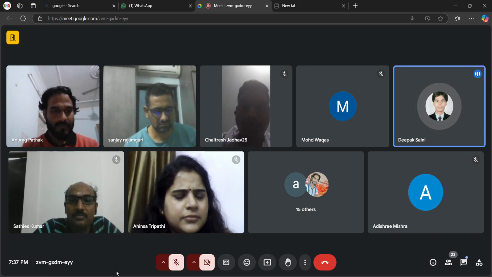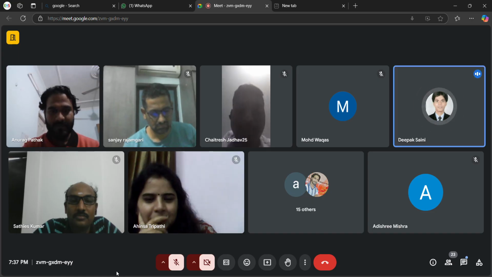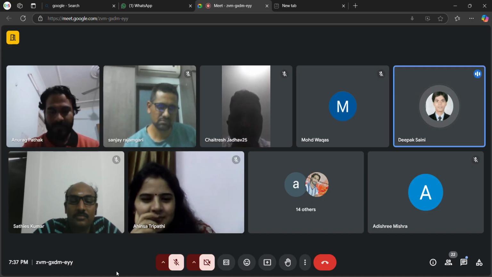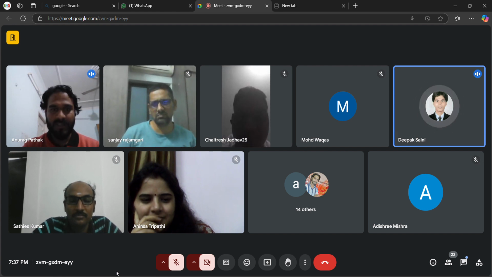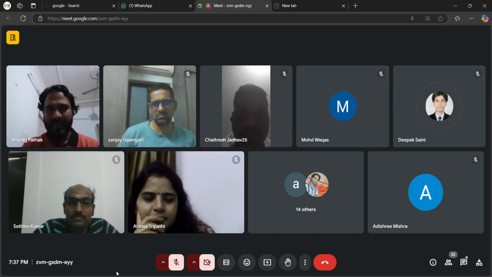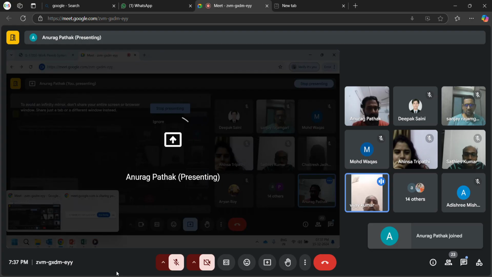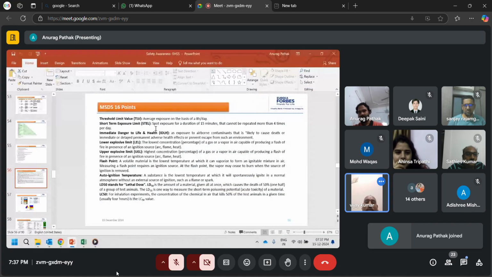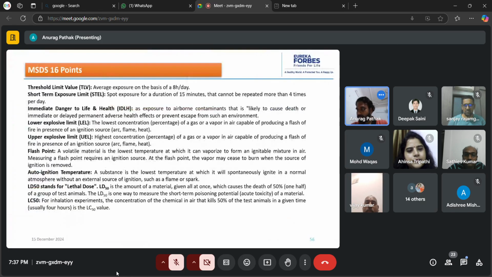Sir, MSDS has 16 contents, in which all the description and all the precautions and safety measures are written. If anyone can explain in a single line? It contains information about the potential hazards. Okay, fine. So in a single line, what will we tell about the MSDS in any interview? Anyone? Deepak, you?